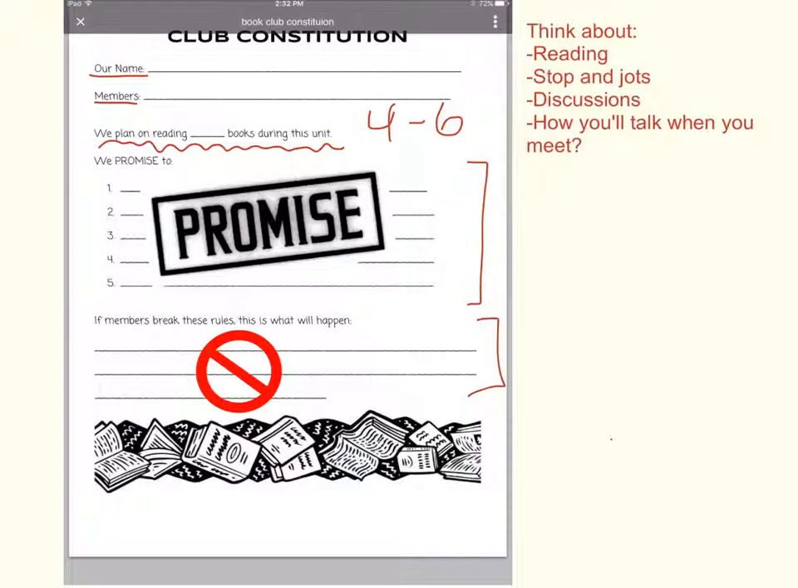When your teacher gives you the direction, you will leave the carpet and you will go to your book club spot. You will take your book club constitution sheet, and as a book club, you will complete the book club constitution sheet. Once you have completed the entire sheet, you will give it to your teacher. Then you will have your normal book club conversation, remembering everything you agreed to in your book club constitution. Let's make it a great reading day.